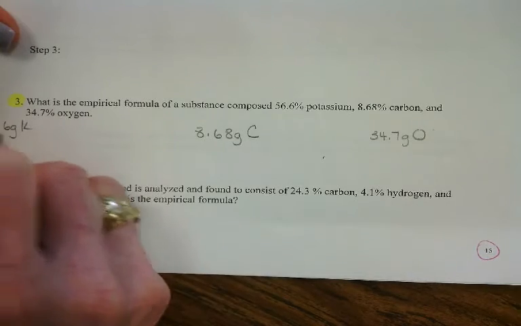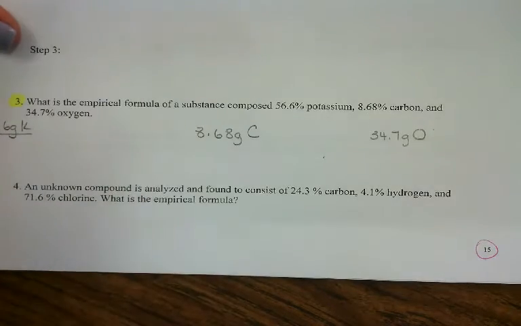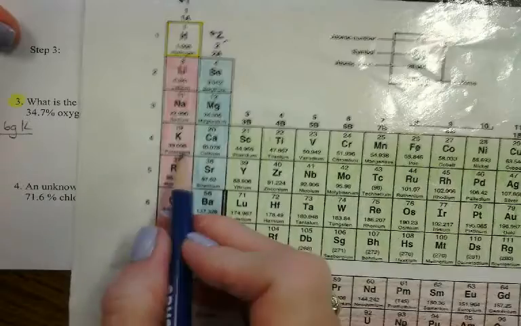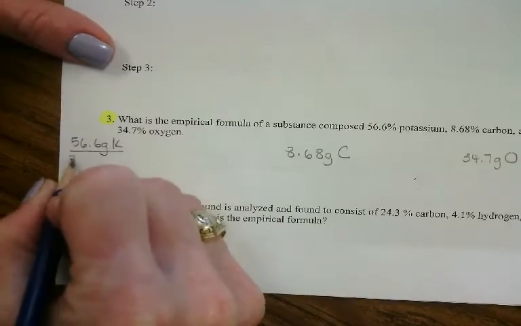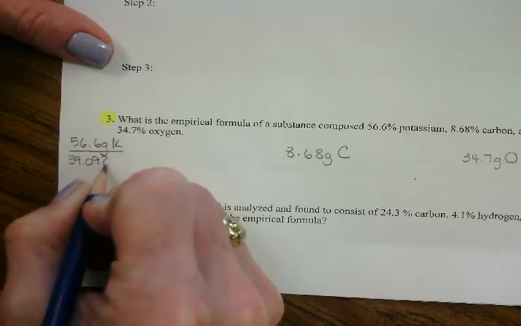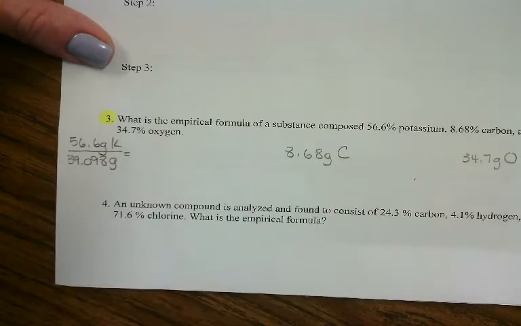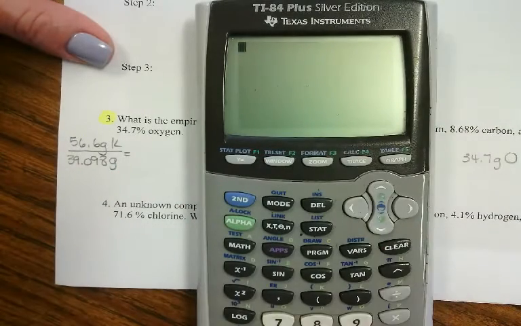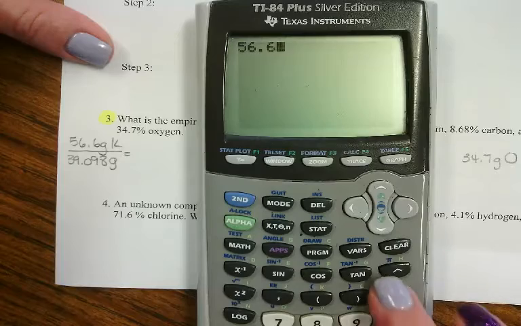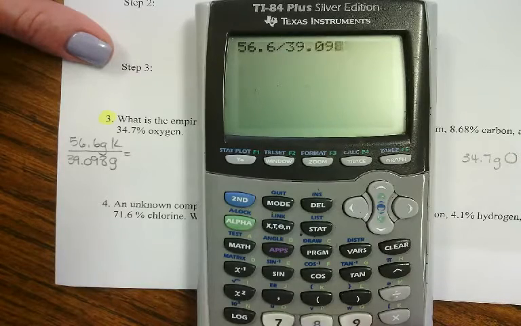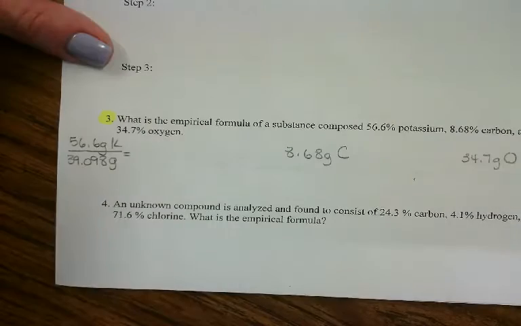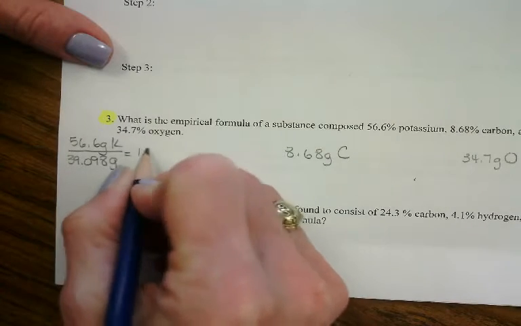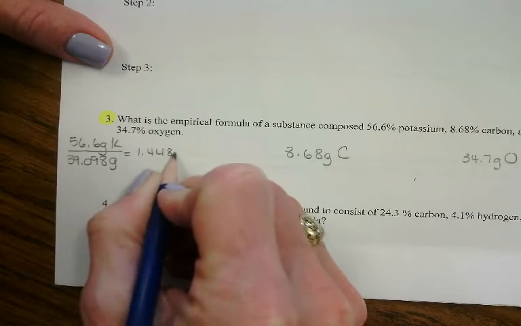Okay, so that means I have to divide by the molar mass. Find the molar mass of potassium on your periodic table, 39.098. Let's see what that comes out to be. 56.6 divided by 39.098 is 1.448. Let's try that. 1.448 moles.